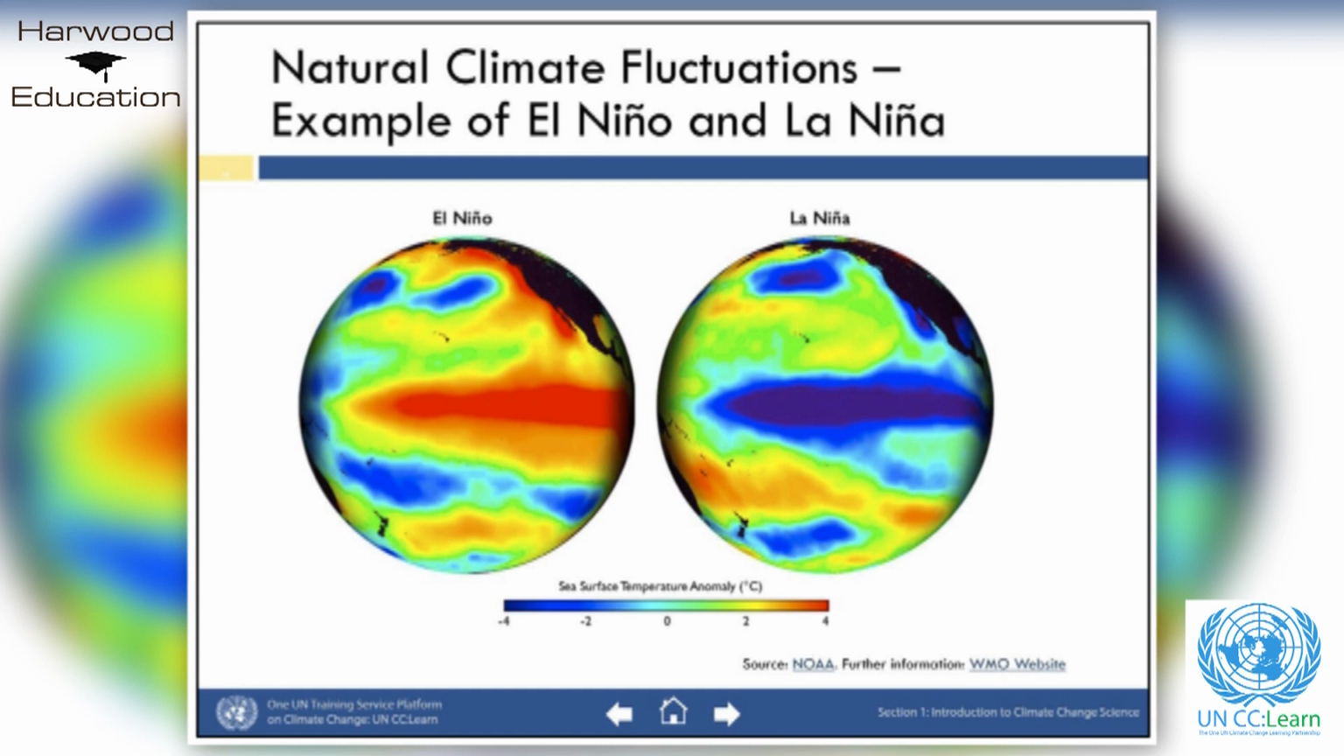See the red area near the equator on the left globe. When this oceanic region switches to below normal temperatures, it is called La Niña, Spanish for little girl. See the blue area near the equator on the right globe.